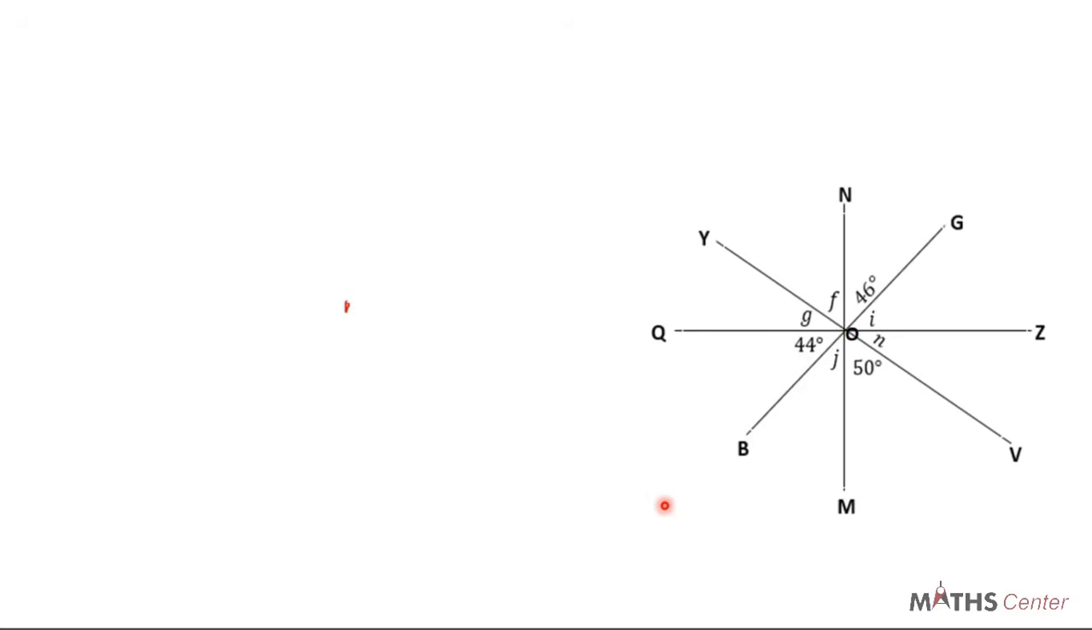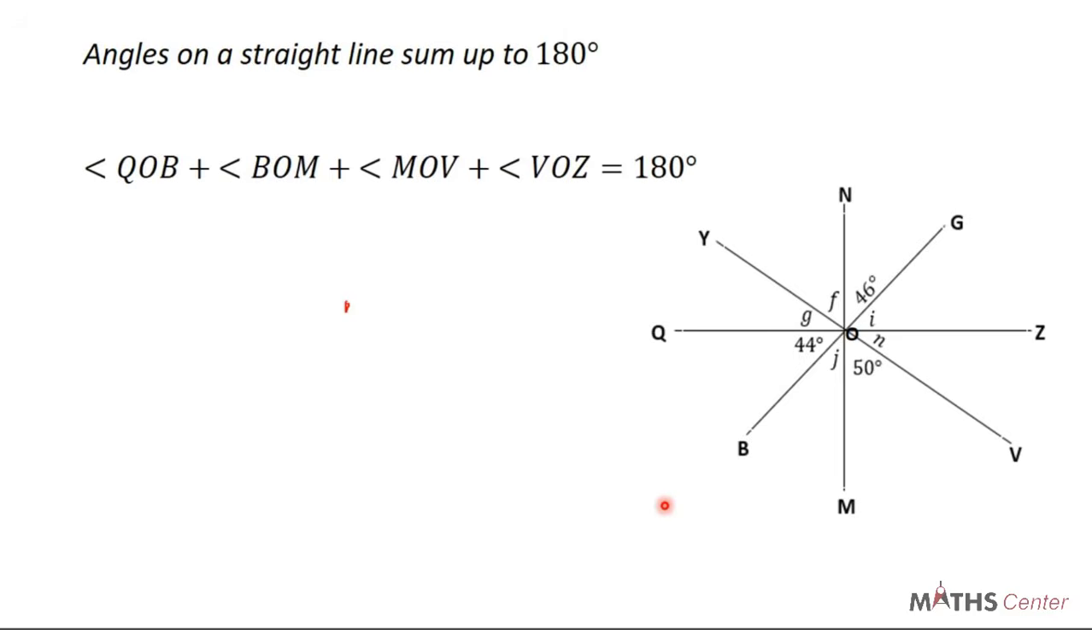So here I'm going to pick angles on a straight line, and I'm picking the straight line QZ. So angle QOB will be the same as 44 degrees. Angle BOM will be the same as J. Angle MOV will be the same as 50 degrees, and angle VOZ will be the same as N. So from here I can say that 44 degrees plus 46 degrees, since J is already 46 degrees, plus 50 degrees plus N will give us 180 degrees.